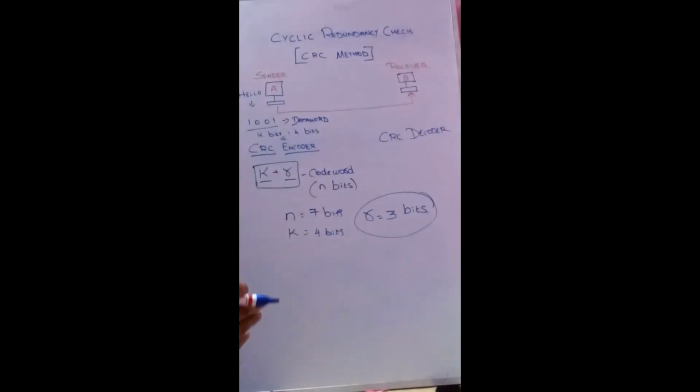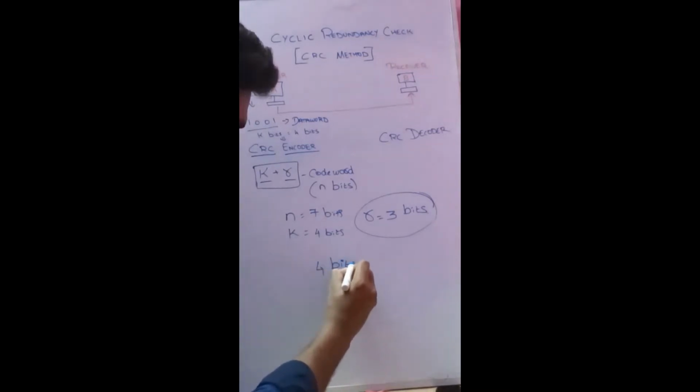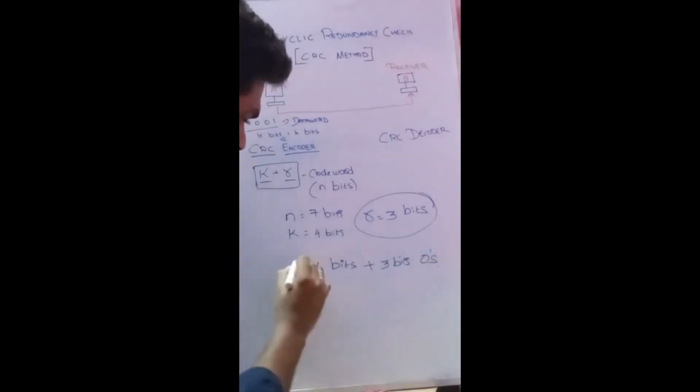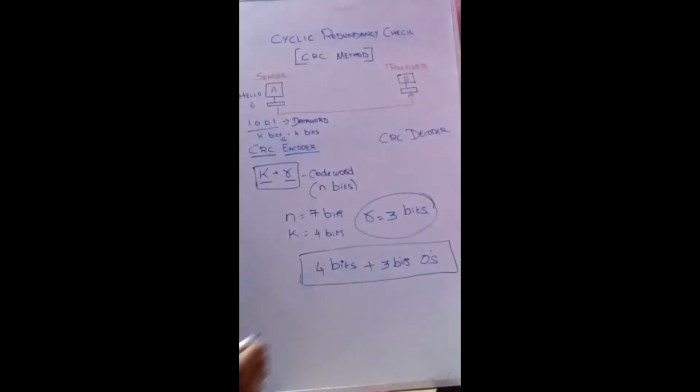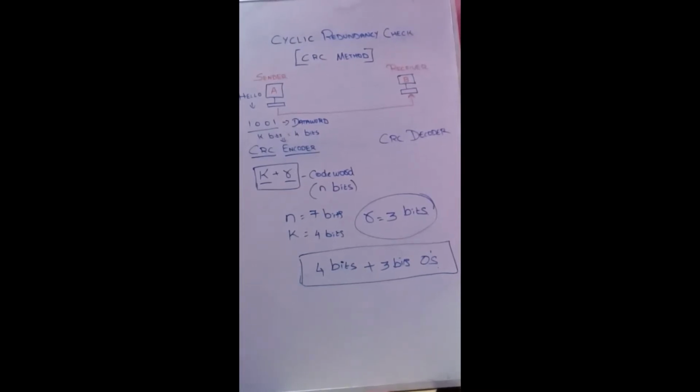While performing the CRC encoding process, that is when you want to generate the redundant bits to be added to this data word, you are supposed to add 3 zeros along with these 4 bits. We augment 3 zeros along with these 4 bits. The data word augmented with these bits is going to be the dividend, and we are supposed to look into the divisor.